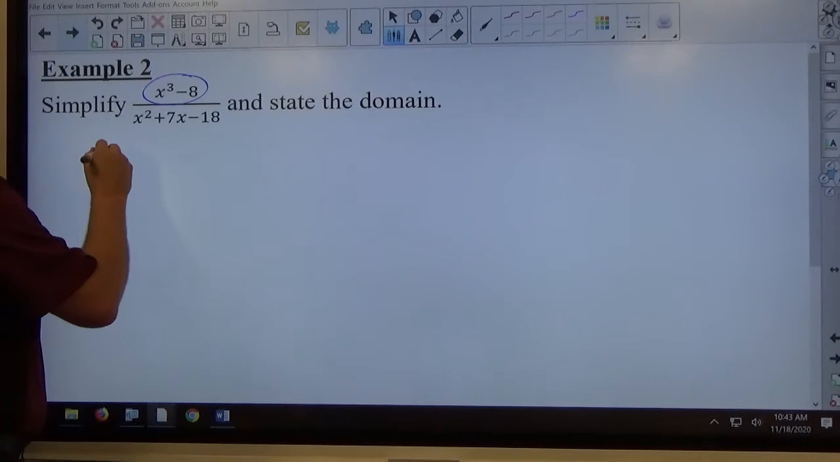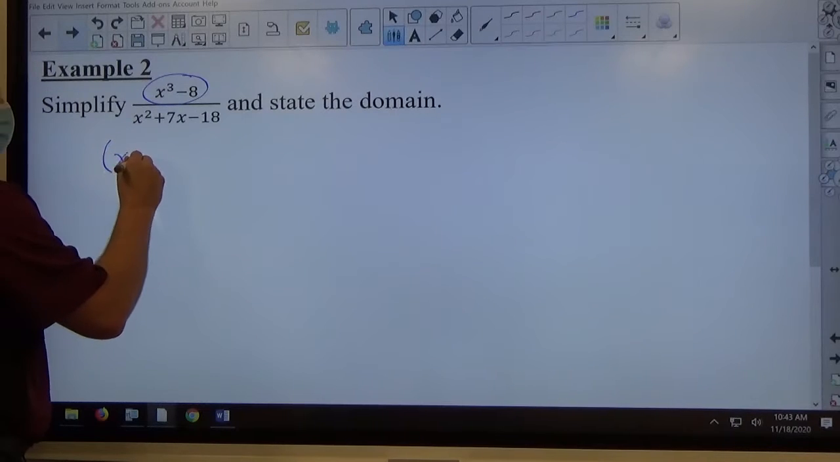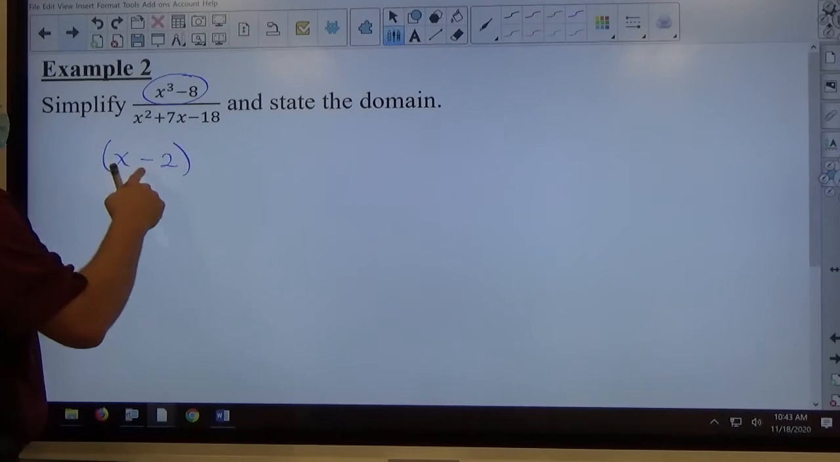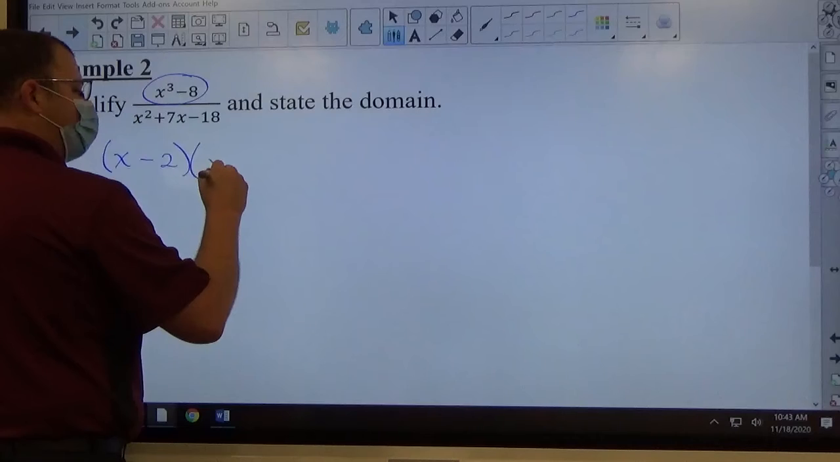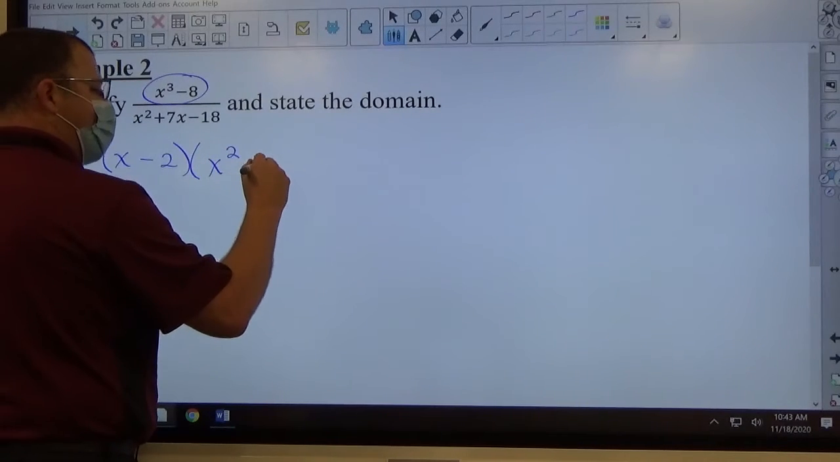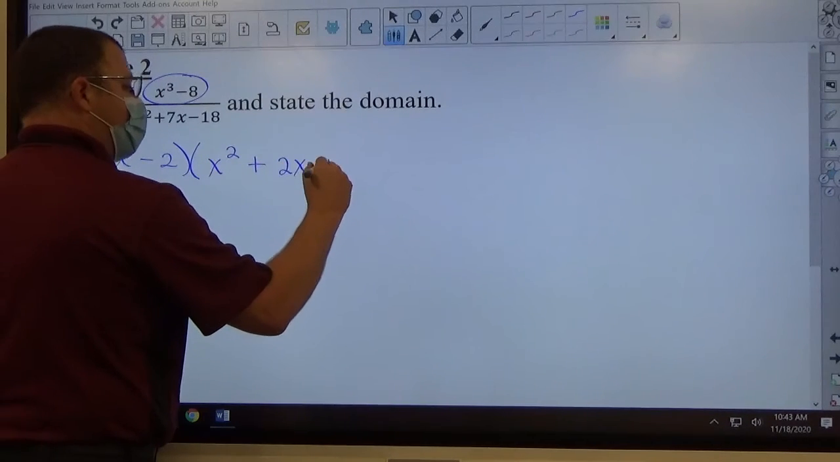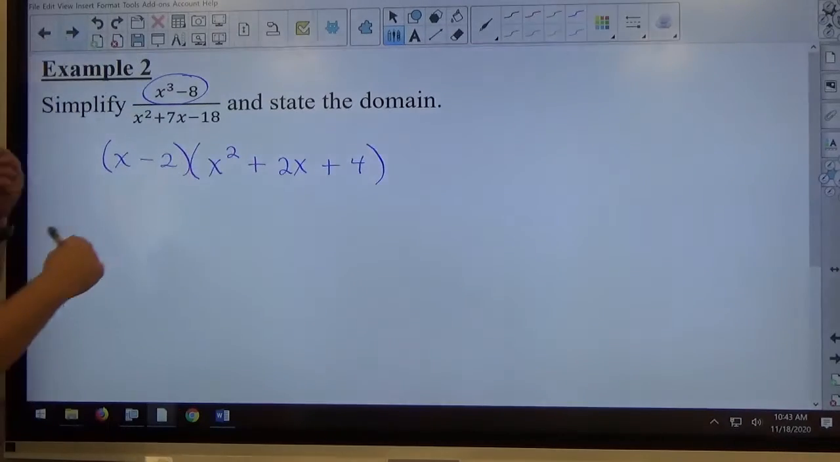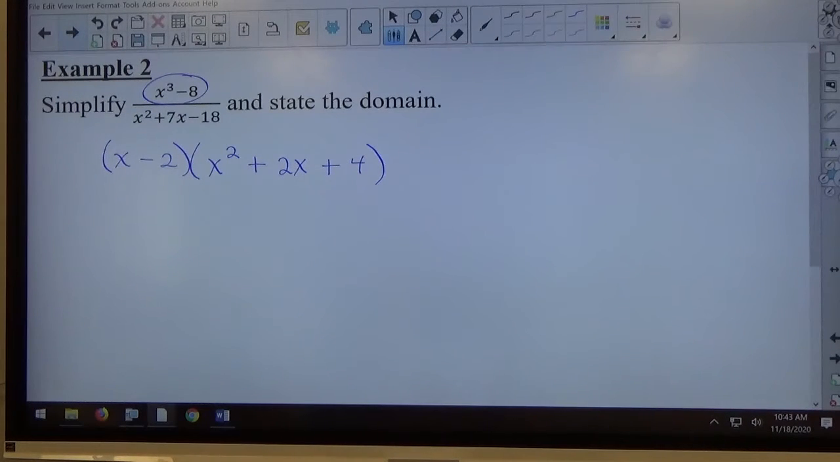The cube root of x cubed is x, the cube root of 8 is 2, with the same sign. Second parentheses, we square the first guy, we add the product of the two guys, we add the second guy squared. You recognize a structure, you write an answer. That's how factoring binomials is supposed to happen.